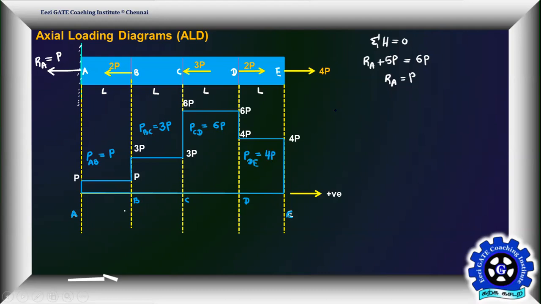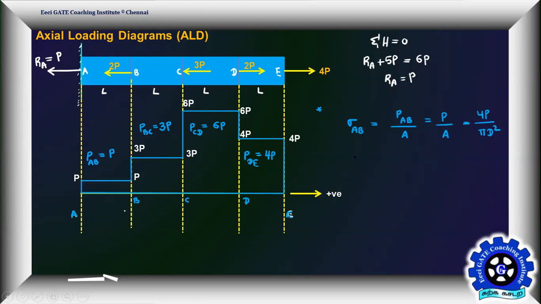Now tell me axial stresses in the bar. First task is axial stresses. What is the axial stress in the portion AB? PAB by area of cross section A, na? Correct? This will be P by A. So 4P by pi d square.